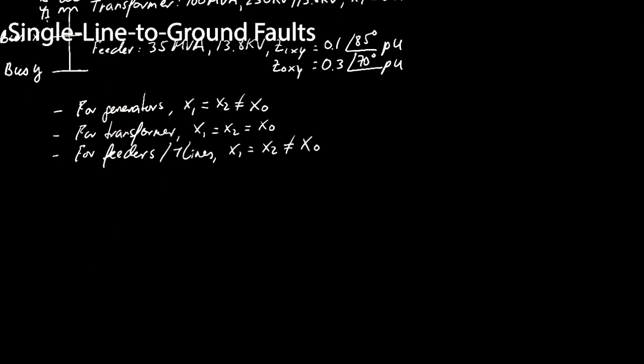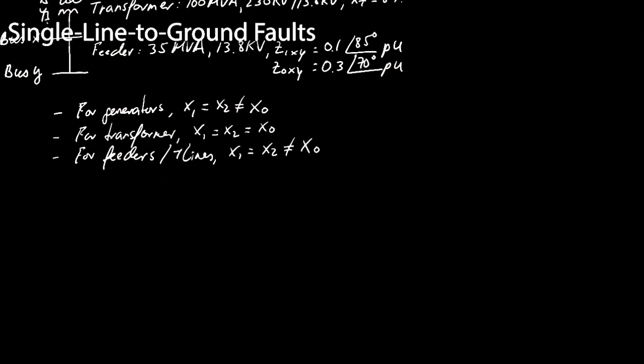So for example, let me move this up a little bit. Let's say that we had a system, and for that system we've derived the sequence networks. So in other words, we had the positive sequence network over here, so positive, the negative, and the zero sequence networks. And then we're going to have what's called the neutral of each one of those, so N1, N2, and N0.